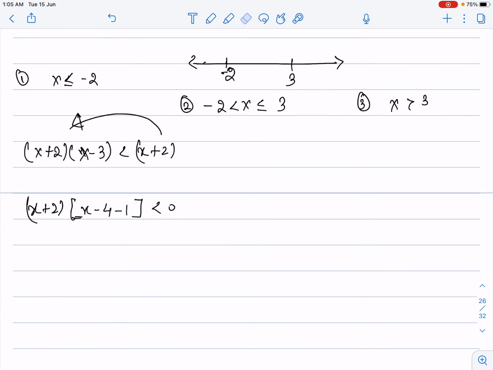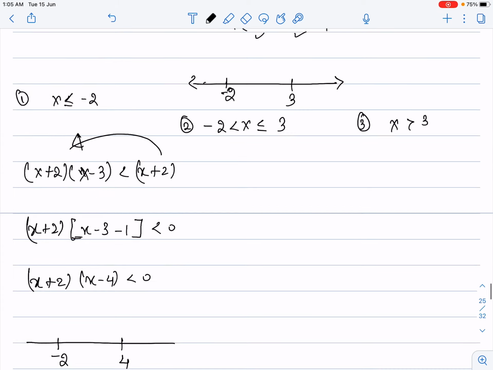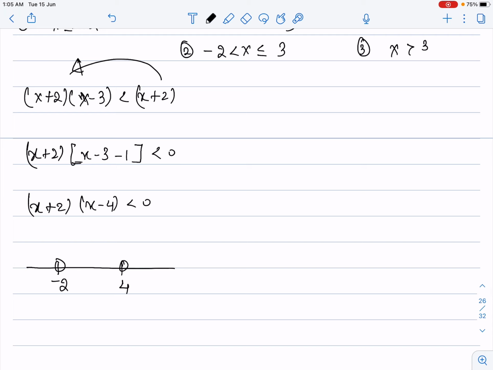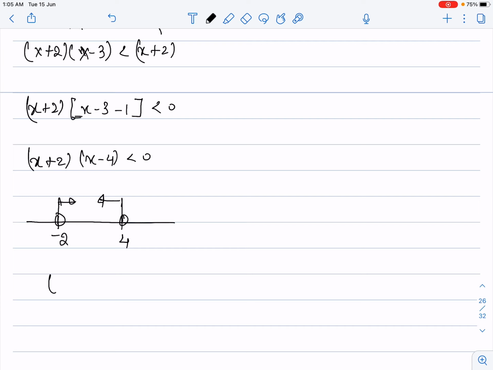Now x minus 3 minus 1 is x minus 4. So x plus 2 multiplied by x minus 4 is less than 0. So guys, you would have to plot minus 2 and plus 4, and both places will be open, and x belongs to this interval between them. And what was given to you? X is less than or equal to minus 2. So I would have to take its intersection with x belonging to minus infinity to minus 2 closed. So we'll get phi over here. Nothing is common.